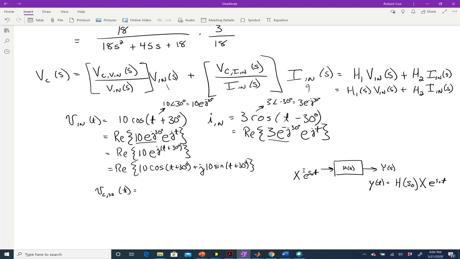Basically what I'm saying is that the inputs are essentially the real parts of complex exponentials. So that means that the steady state output here is going to be, in this case, the real part of h1 evaluated at s naught, where s naught is j times 1, times 10 e to the j 30 degrees times e to the j t. So if I simplify that, what's h1 of j1? Well, I'd have to calculate that.